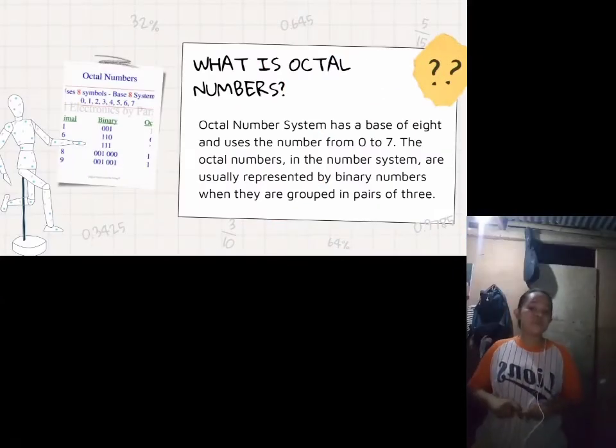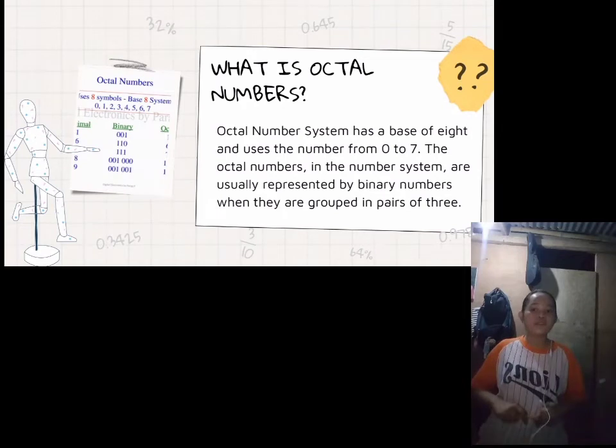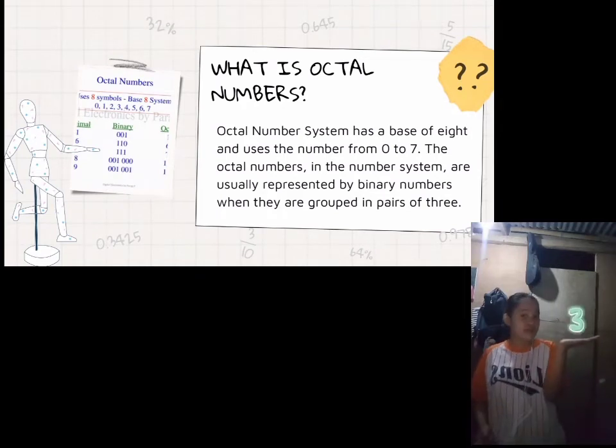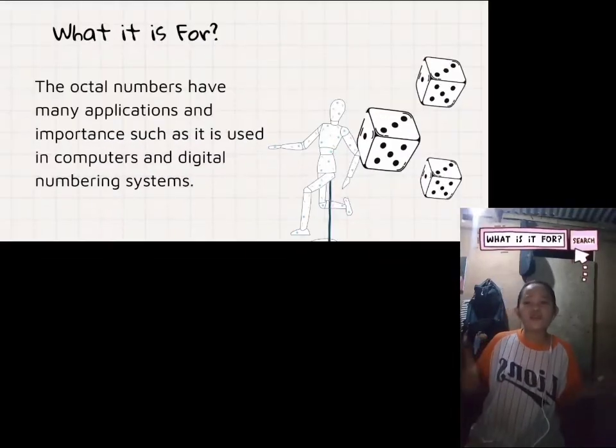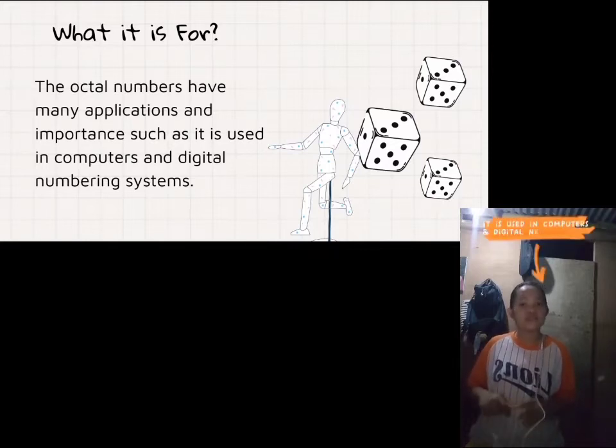The octal number system has a base of 8 and uses the numbers from 0 to 7. The octal numbers in the number system are usually represented by binary numbers when they are grouped in pairs of 3. What is it for? The octal numbers have many applications and importance, such as being used in computers and digital number systems.